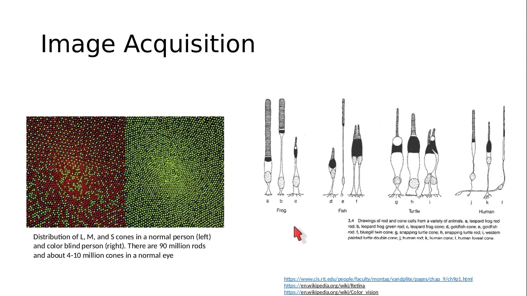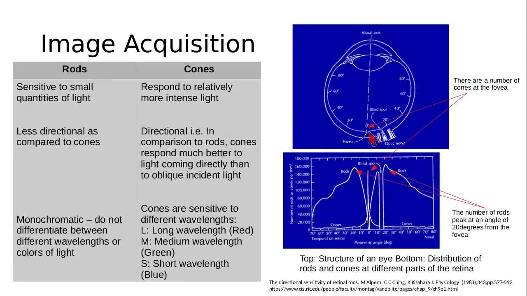This diagram is showing different rods and cones for different animals. These are the rods and cones of a frog, a fish, a turtle and a human being. You can see here that the foveal cone is much thinner, much more focused, whereas the human rod and the human cone are like this. And this is the foveal cone, the cone at the human fovea.